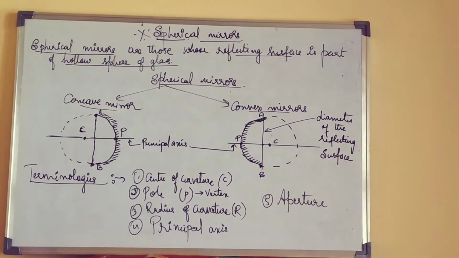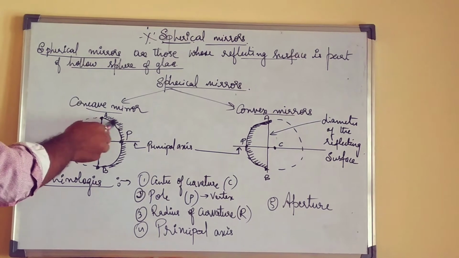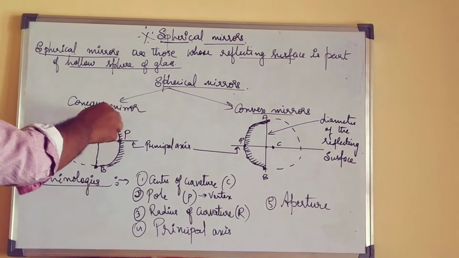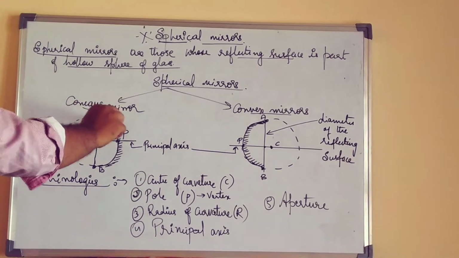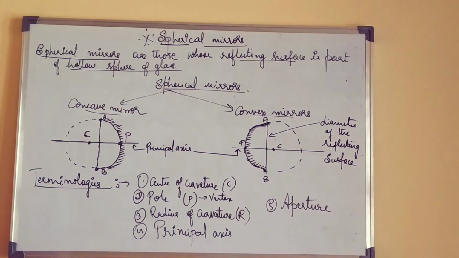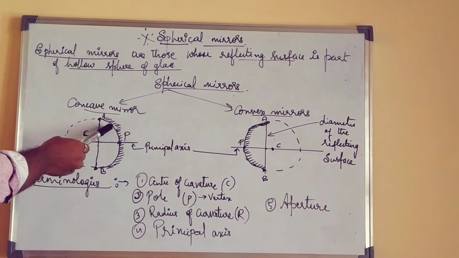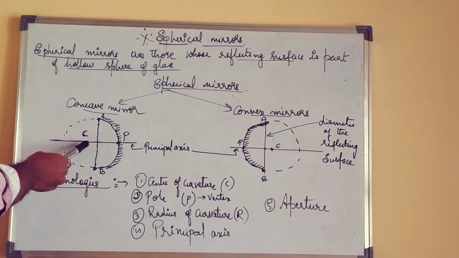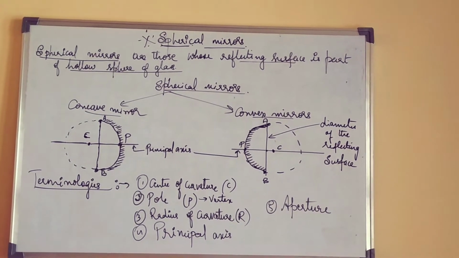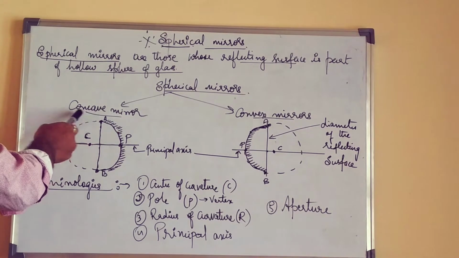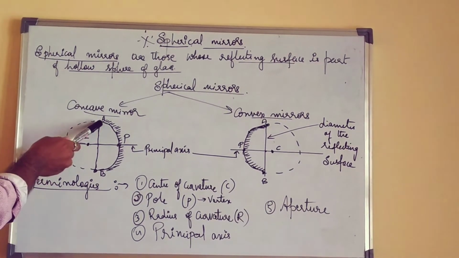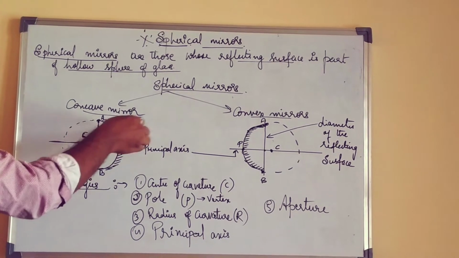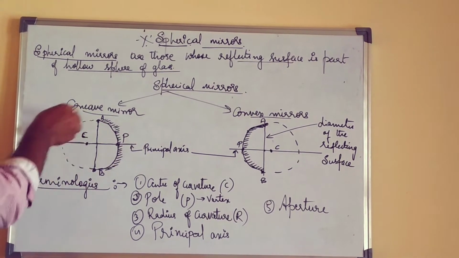So, which is reflecting surface? The surface or the side which doesn't have these protruded lines. Okay, so that is reflecting surface, and those with the lines is a non-reflecting surface. Now you can see here, the reflecting surface is towards the center of the sphere. What is concave mirror? Concave mirror is a spherical mirror in which the reflecting surface is towards the center of the sphere.